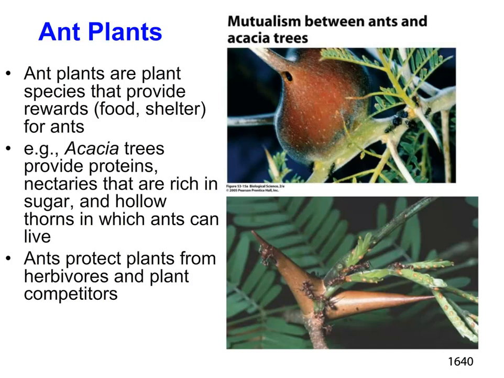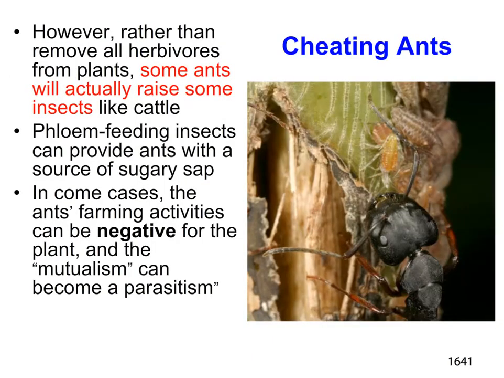So let's say you're an herbivore wandering around looking for a food source. You start munching on a tree. All of a sudden you have a ton of really angry ants coming at you. Most likely you're going to mosey on and try to find something else that doesn't sting so much. So it's a nice little mutualistic relationship. However, like every system, sometimes there are ants who cheat the system, okay?